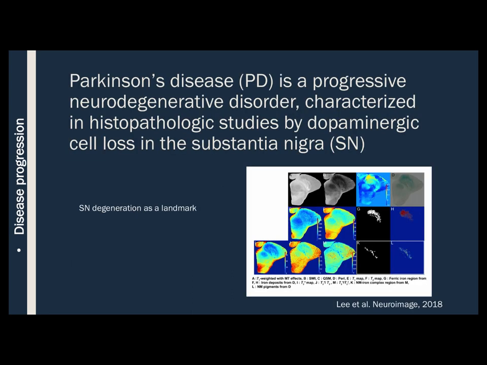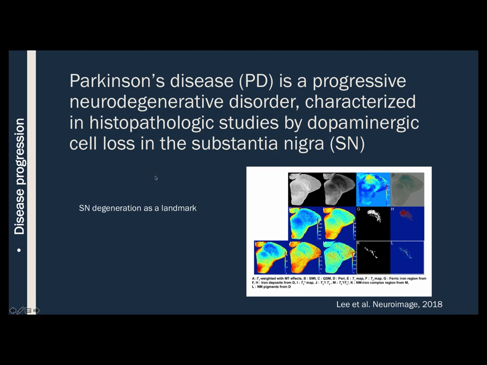So I want to switch now a little bit to some of the structural data that are being studied for understanding Parkinson's disease. I'm not going to get into the details of each of the imaging modalities that I mentioned. I think they are covered in some of the other lectures. But as I mentioned at the beginning, Parkinson's disease is a neurodegenerative disorder, a progressive neurodegenerative disorder.